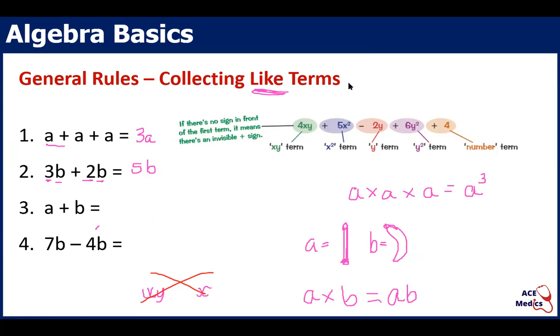So A plus B, we can't do. It just stays as A plus B. Then if we're subtracting, we're doing the same thing. They're both still B, so that's fine. So 7B take away 4B is 3B. Okay. Does anyone have any questions about this page? Does everyone understand what I mean by collecting like terms?